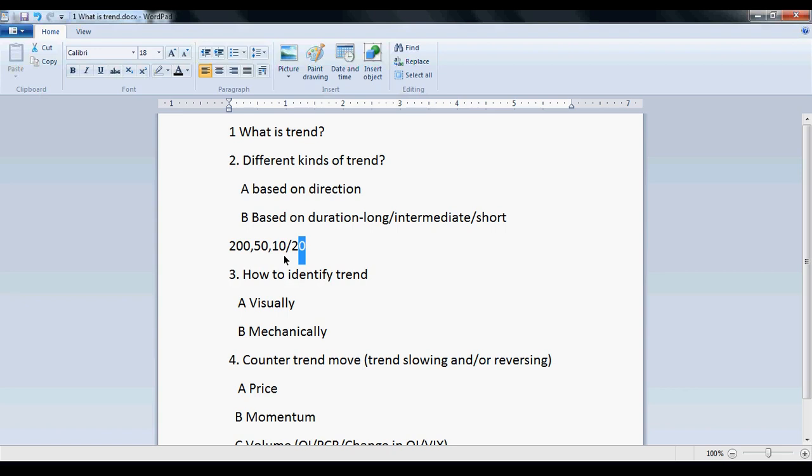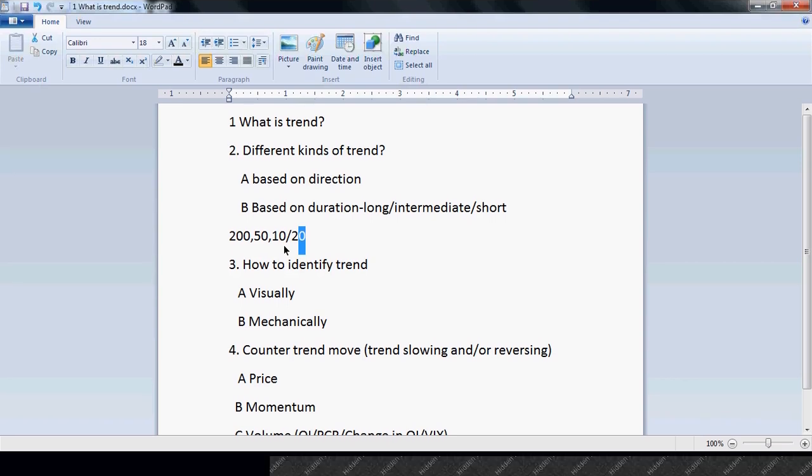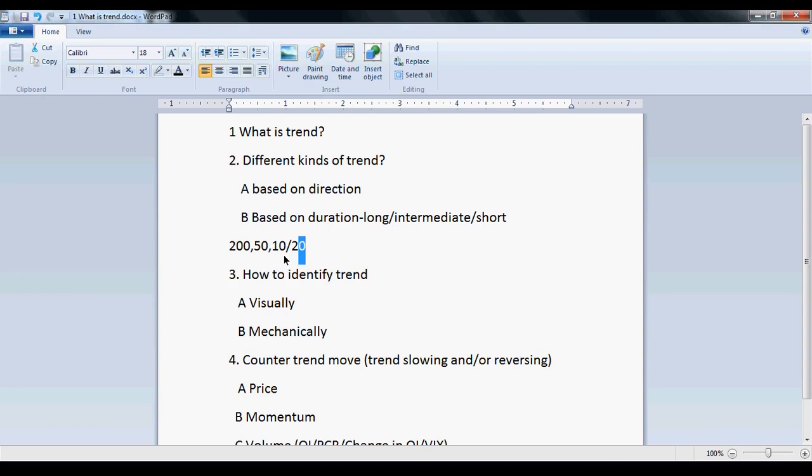But in general, we will always use these three moving averages: the 200 period moving average, the 50 period moving average, and the 10 period moving average. If the market is above the 10 period moving average, the short term trend is up. If it is below, the short term trend is down. Similarly, if the market is above the 50 period moving average, the intermediate term trend is up, and if it is below that, it is down. For the long term trend, we will use the 200 period moving average. I think that is pretty clear till now.